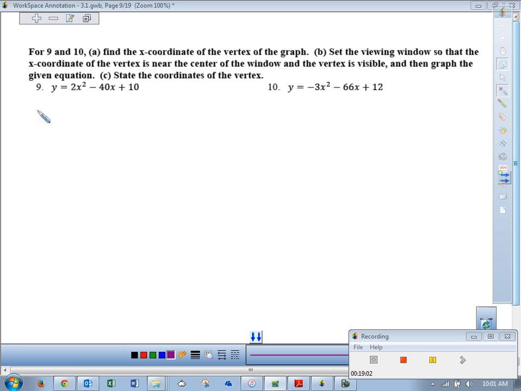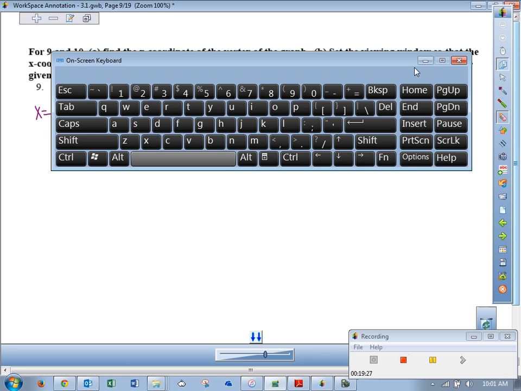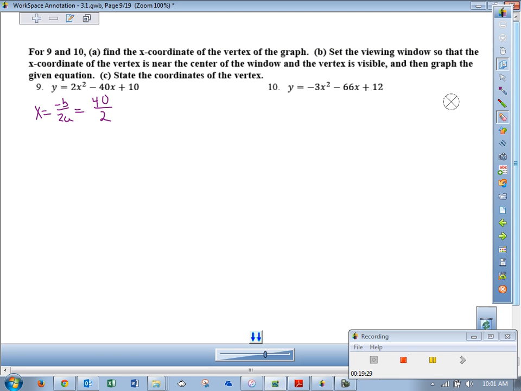Standard form. Find the x value of the vertex. I'm always the person that writes this formula down. I don't care if you write the formula down or not, but that's just the way I've been rolling for the past 12 years, so I'm going to keep rolling that way. Opposite of b over 2 times a, which I made a mistake. That should be 4. Sorry. That should be 4. The x value of the vertex is at 10.